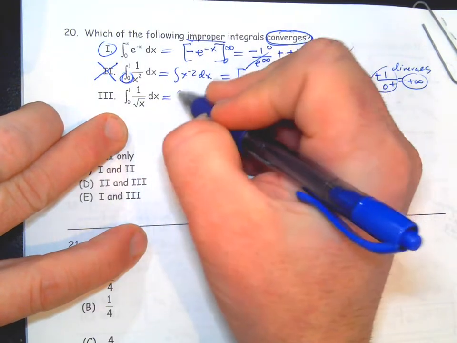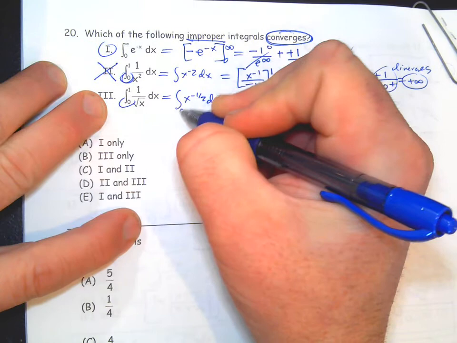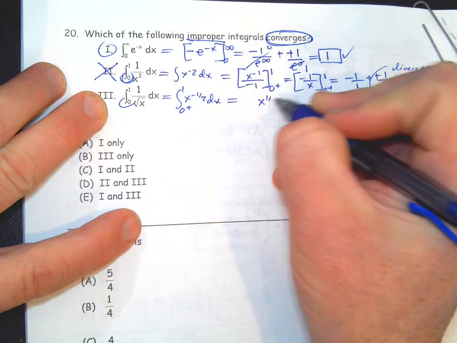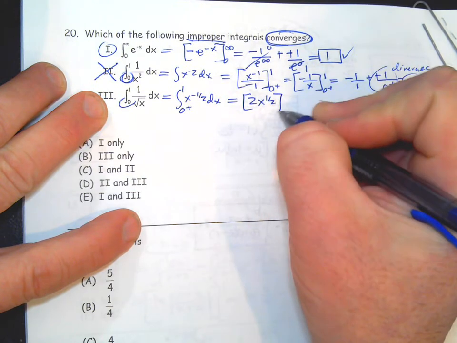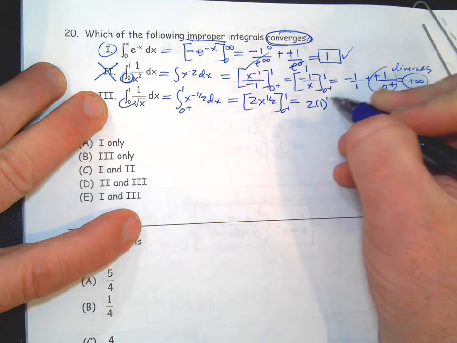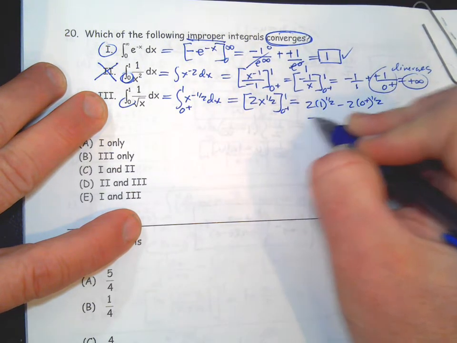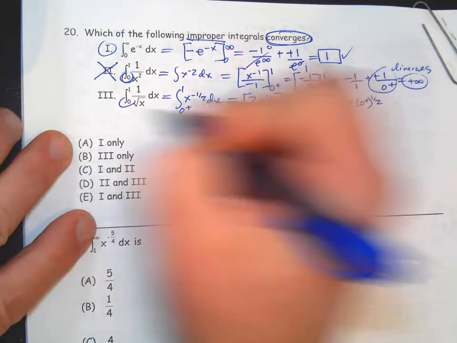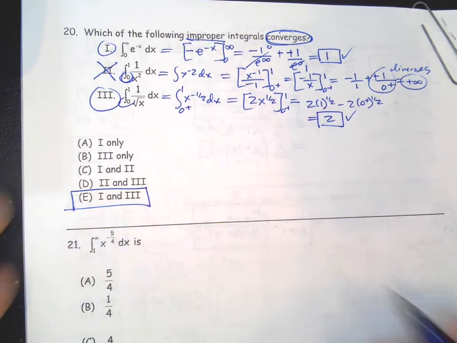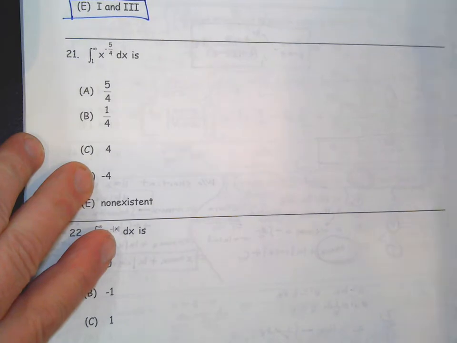This is x to the negative 1/2. 0 is the issue, so we're going to approach 0 from the right side, a one-sided limit. Antiderivative. So this one converges, so that's good. So we're going to say 1 and 3. 1 and 3. Okay, I've got to show you the work though. I don't see how you're figuring that out without showing work.